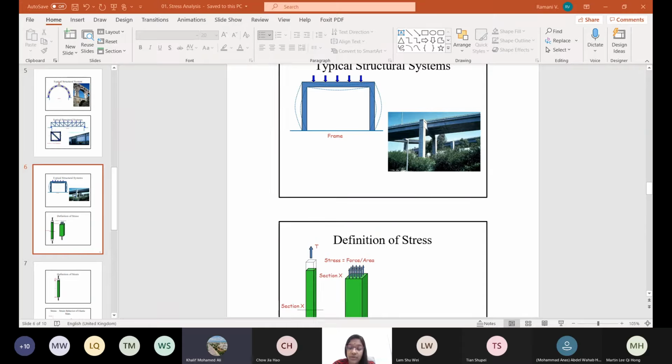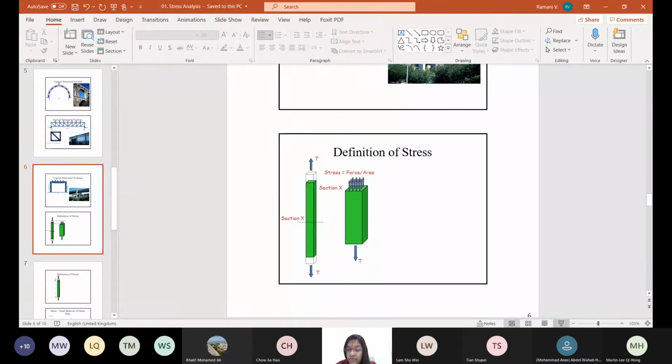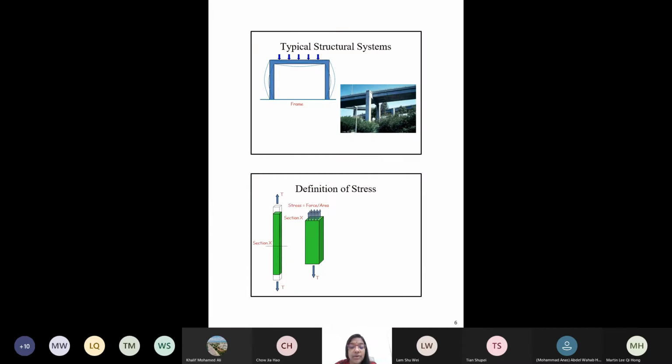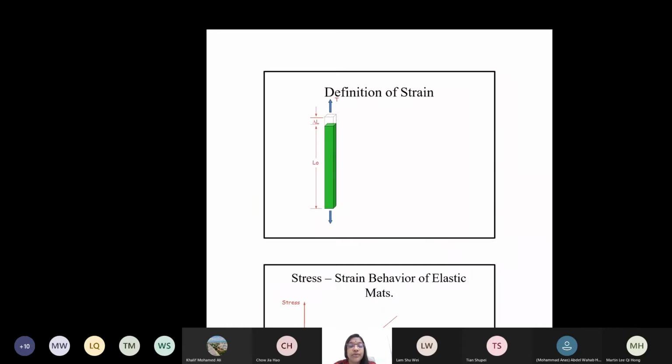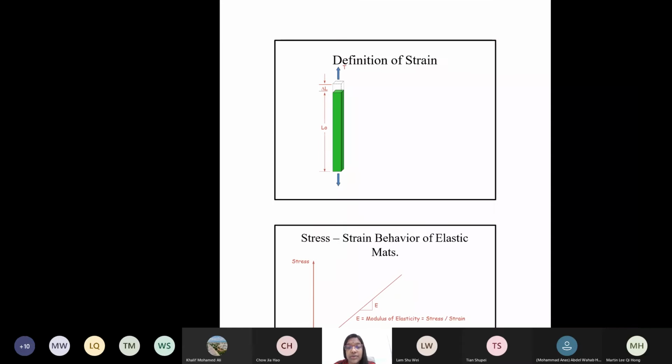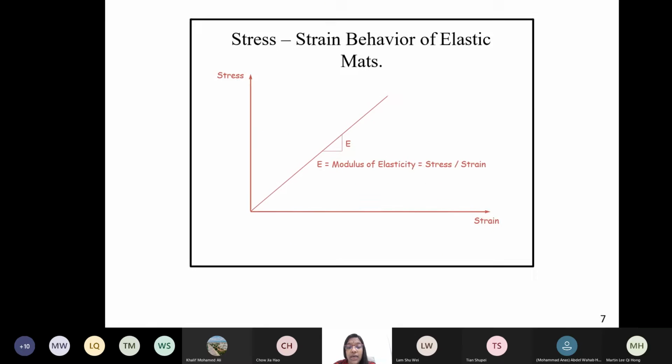Dimensionless. Very good. Because it is change in length by original length, both lengths, right? Very simple answer. Thanks, Khalif. Next. Simple things you have to remember. Now, if you're asked to calculate the strain, you can find it out, right? And then what is this?